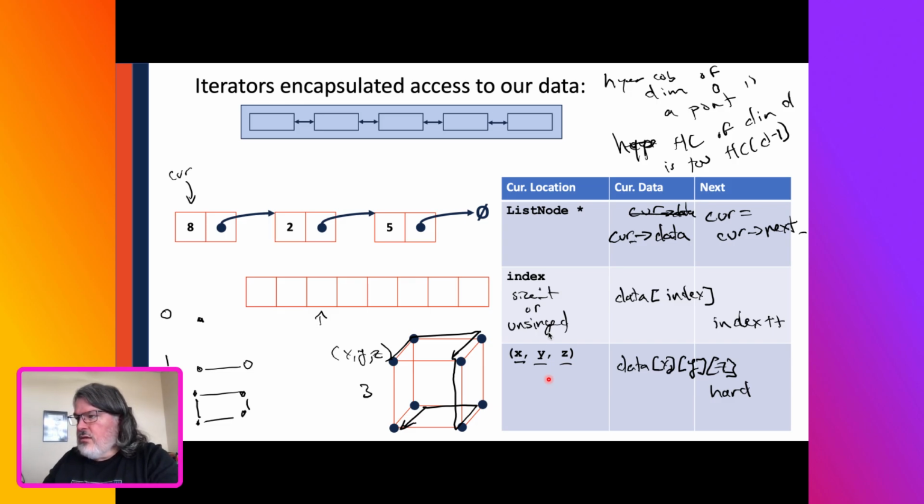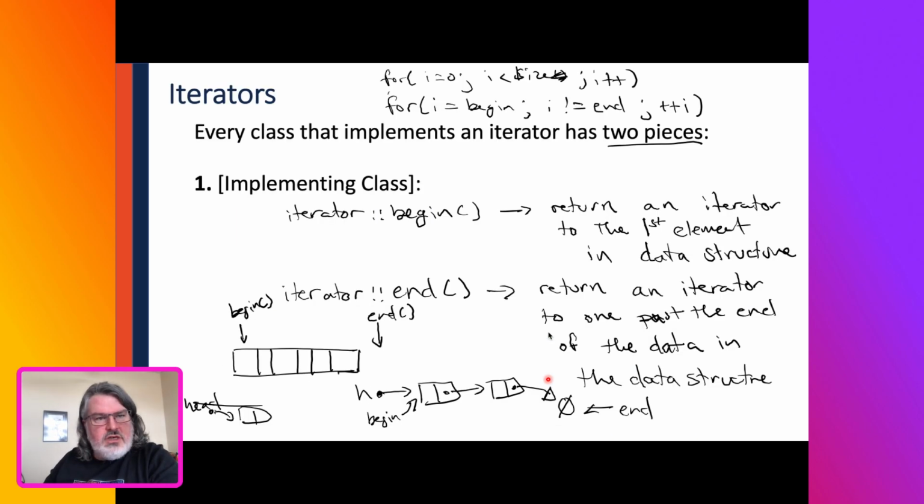How do I initialize i for the second loop? By a call to begin and a call to end. So let's work through this. We'll talk more about the detail, and whoever wrote the data structure needs to implement an iterator, because they're the only one that knows how the data structure works, right?